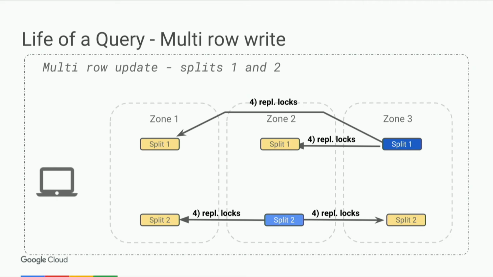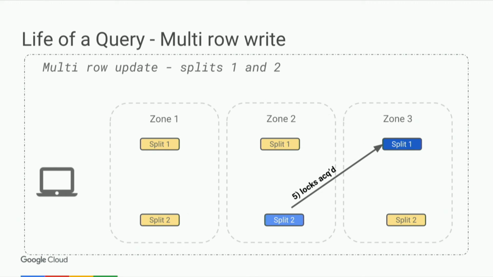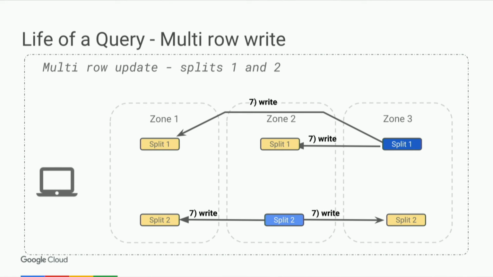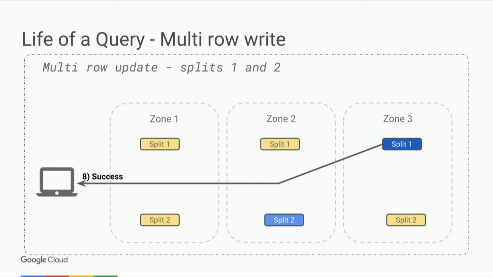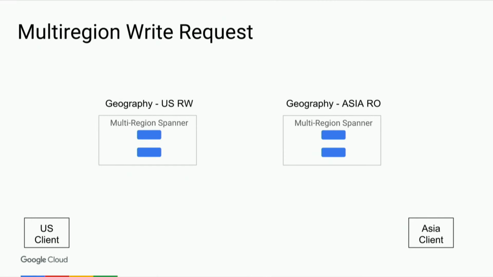The participants report back to the coordinator that all locks are acquired. When the coordinator sees that all locks are obtained, it initiates the commit and marks the transaction with the current timestamp. The commit is then written and replicated to the other participant leaders, and those leaders then replicate to all the other zones. Once everything is acknowledged and the locks are released, the coordinator can reply back with success to the client. So that was the situation with the regional instance.